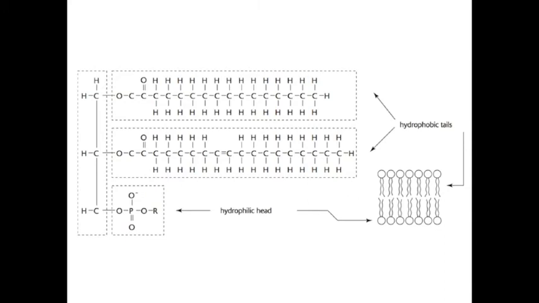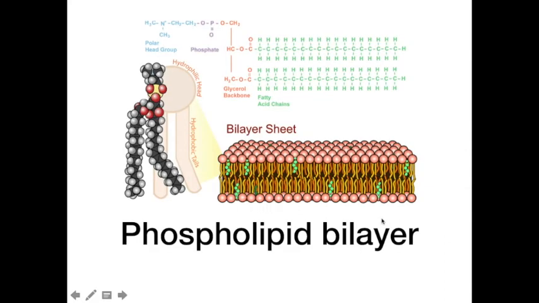This is called a bilayer here. We've got a phospholipid bilayer. The phosphate is on the outside here, and the hydrophobic tails are on the inside, shielded from water by their phosphate heads. This phospholipid bilayer is the structural basis of all plasma membranes, and it forms the boundary between the inside of the cell and its external environment.